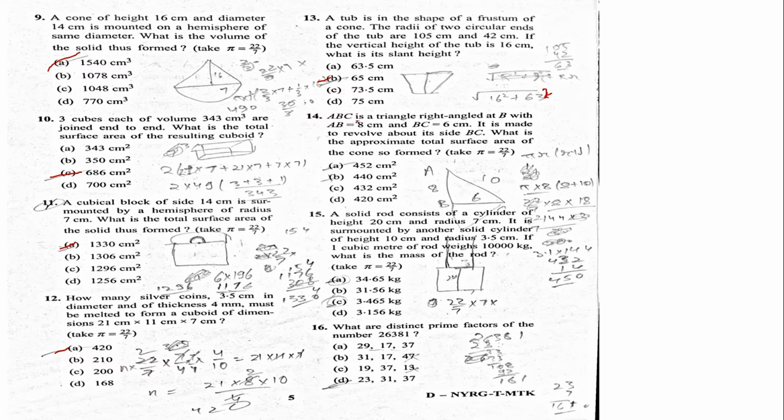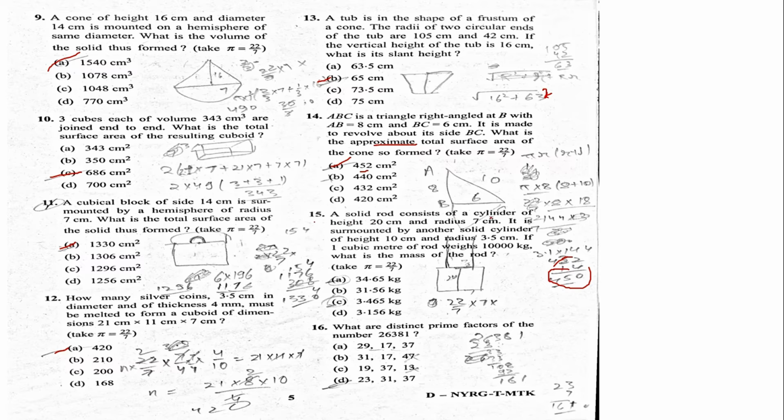Now the 14th question: ABC is a right angle triangle at B. So this is the diagram. AB is 8, BC is 6. It is made to revolve around BC. So the area will be like this, and the correct option will be A. You can get it by the correct calculation here. Since it is an approximate area, you will be getting around 450. So the nearest option is 452, so A will be the right answer.